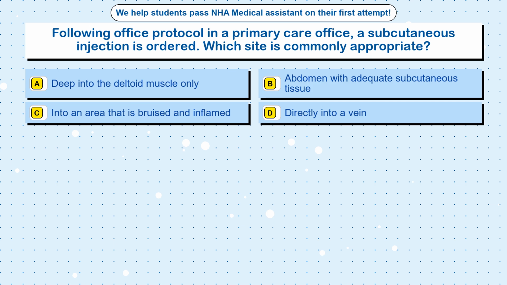Question 28. Following office protocol in a primary care office, a subcutaneous injection is ordered. Which site is commonly appropriate? Option A, deep into the deltoid muscle only. Option B, abdomen with adequate subcutaneous tissue. Option C, into an area that is bruised and inflamed. Option D, directly into a vein.